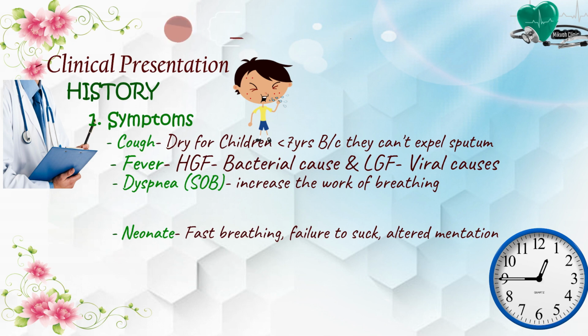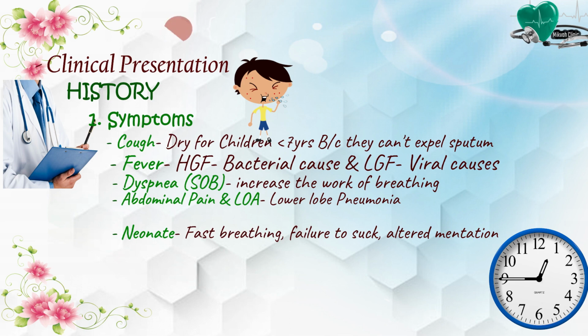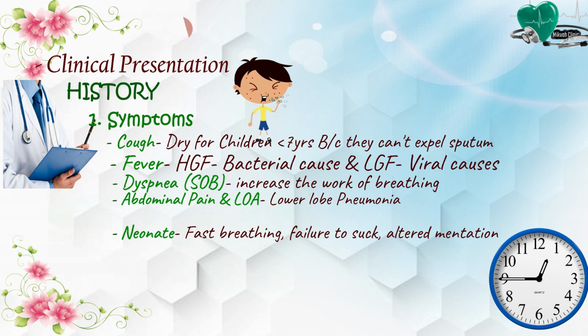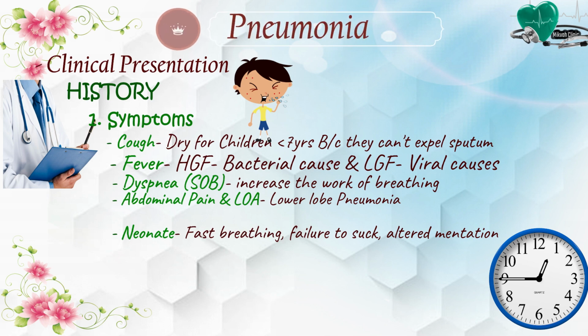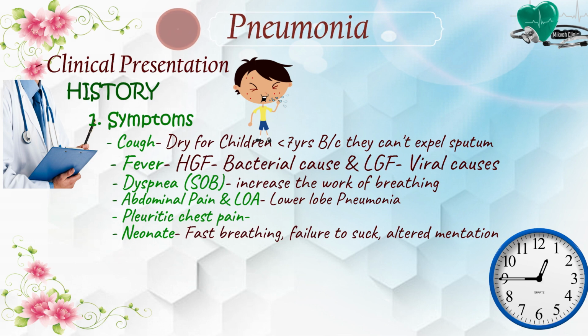And older children may additionally have abdominal pain, especially in case of lobar pneumonia. If it involves the lower lobe, they may present with abdominal pain due to irritation of the diaphragm. And the other thing is loss of appetite, which is expected because of release of acute phase reactants. Older children may also complain of pleuritic chest pain, which means they may experience chest pain during inspiration. This is because of pleural irritation by the infectious agent.